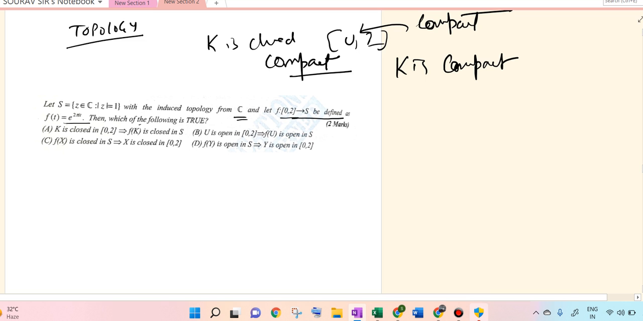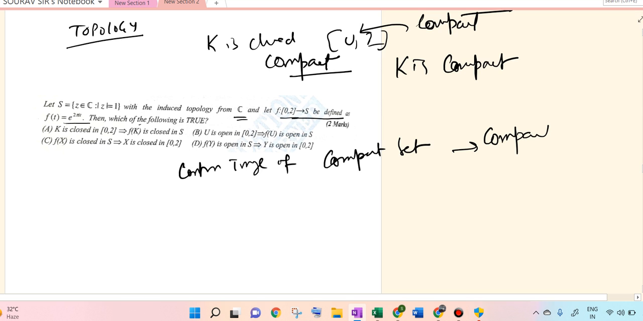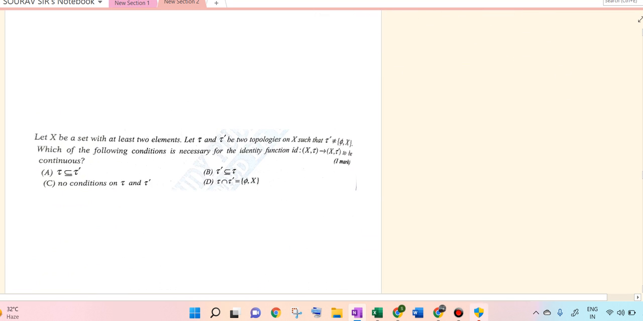So once this has been done, continuous image of a compact set is also a compact set. So if K is closed in S, so obviously this answer is A. Let's proceed to the next one.